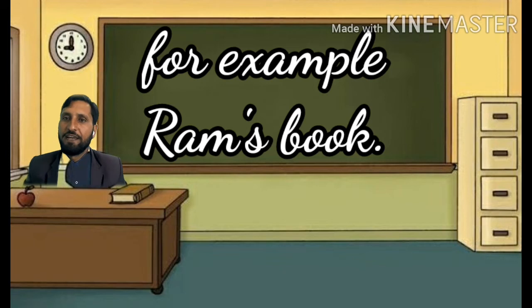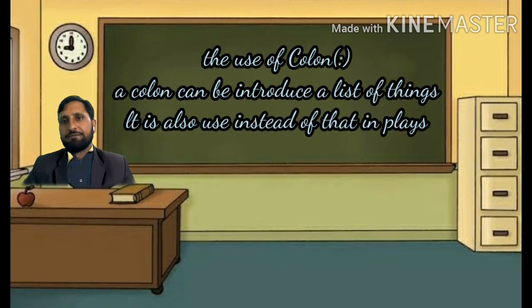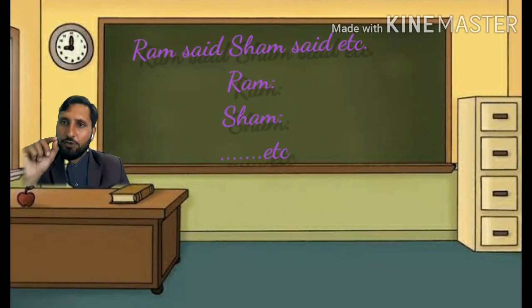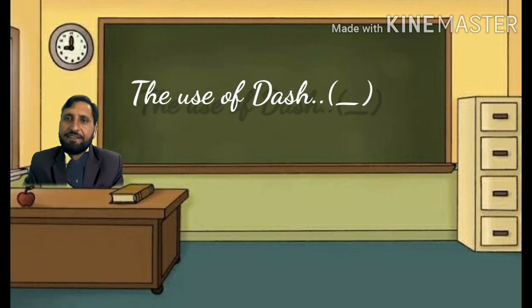And after that we have the colon. In direct narration we write a colon instead of said. In old English we wrote Ram said, Sham said, but in the modern style we only put the two points instead of said. These two points are called a colon.